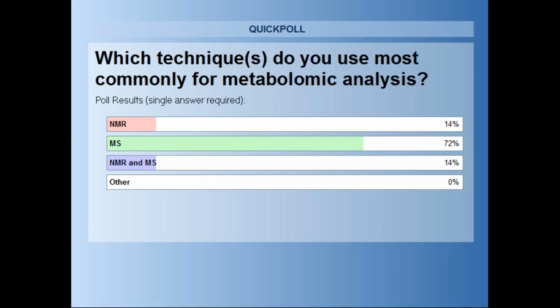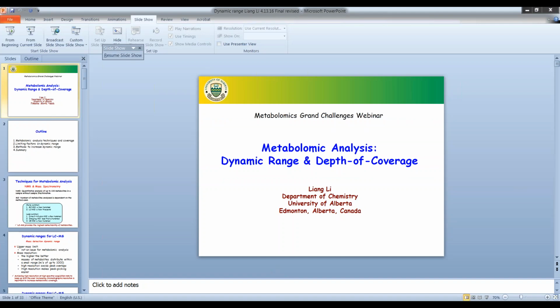Let's look at the poll questions in the same order we took them. First question: which techniques do you use most commonly for metabolomics analysis? It looks like this audience is very heavily MS based, although 28% use NMR solely or with MS. So it's not too discouraging for those of us who do NMR. Any comments, Dr. Li? No, that's sort of expected. Okay, let's go to the next one.